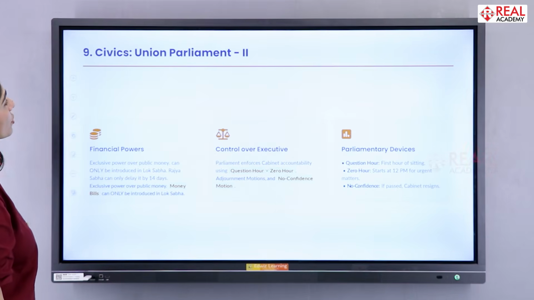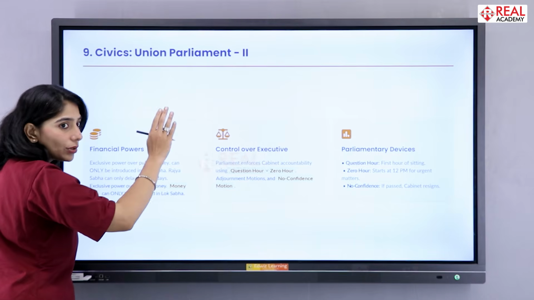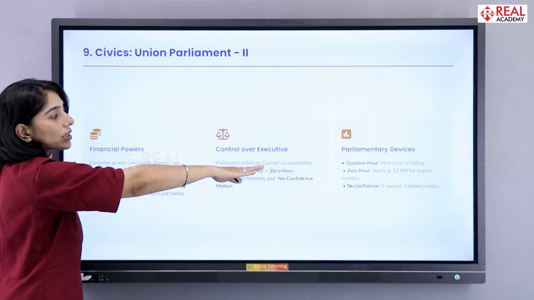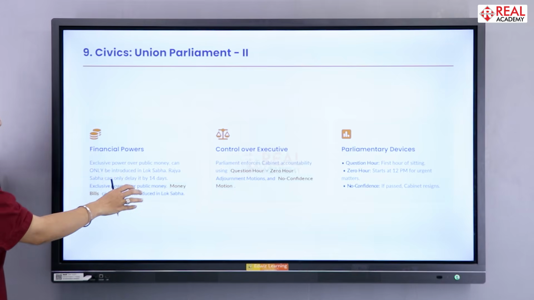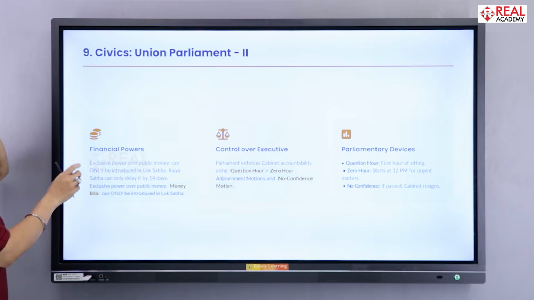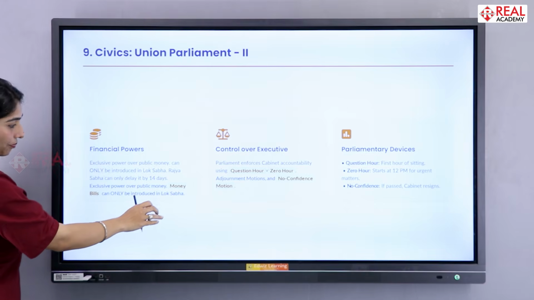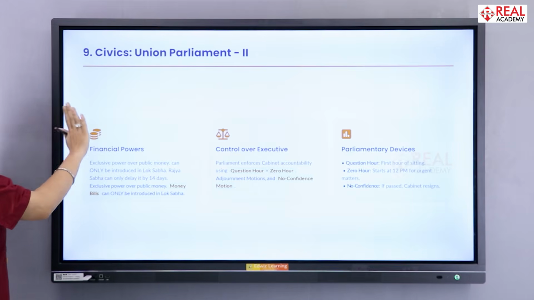So we talk about Union Parliament 2 now. What do we talk about here? What is important is the financial power, how it has control over the executive, and what the parliamentary devices are. When we talk about financial power, we talk about exclusive powers over public money, which can only be introduced into the Lok Sabha. Rajya Sabha can only delay it by 14 days. So exclusive power over public money, that is money bills, can only be introduced into the Lok Sabha. This is the financial power.